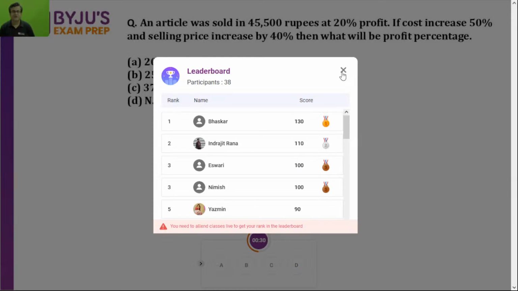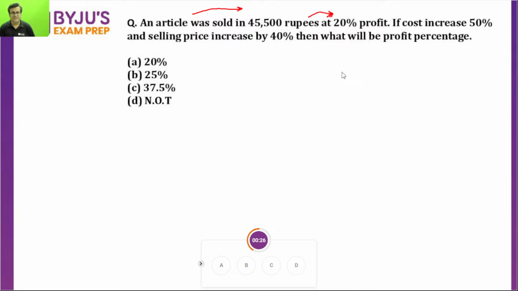D option is right. Very good. The article sold at 45,500 with a profit of 20%. If cost increases 50% and selling increases 40%, what will be the total profit percentage?